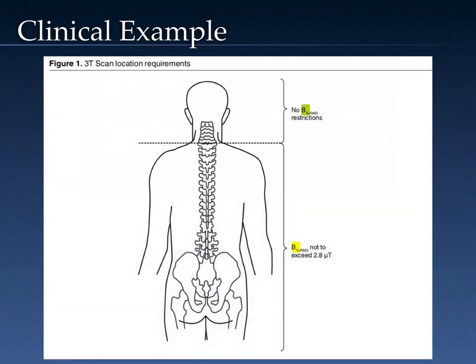So here are the scan location requirements, and this diagram shows that if the landmark is above C7, then there are no B1+rms limits. You can do whatever you want to. If the landmark, however, is below C7, then the B1+rms is not to exceed 2.8 microtesla. When you use the B1+rms as a metric for heating, there are no restrictions with regard to SAR.